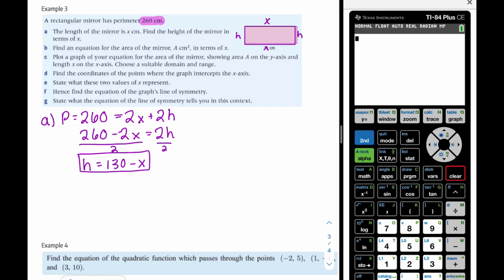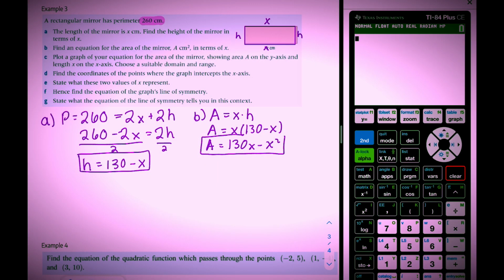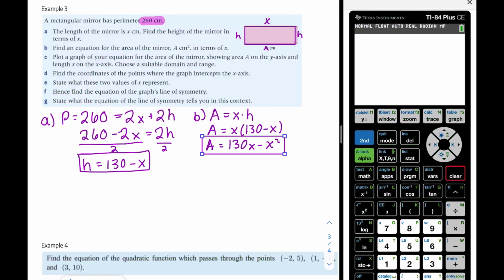Next, B. Find an equation for the area of the mirror. So the area of the mirror is going to be x times h. But now that I know that h can be written as 130 minus x, I can simplify the area to be 130x minus x squared. And this is going to be part C: plot a graph of your equation for the area of the mirror showing A on the y-axis and x on the x-axis, and choose a suitable domain and range. Now that I have an equation, I can put this into my calculator.